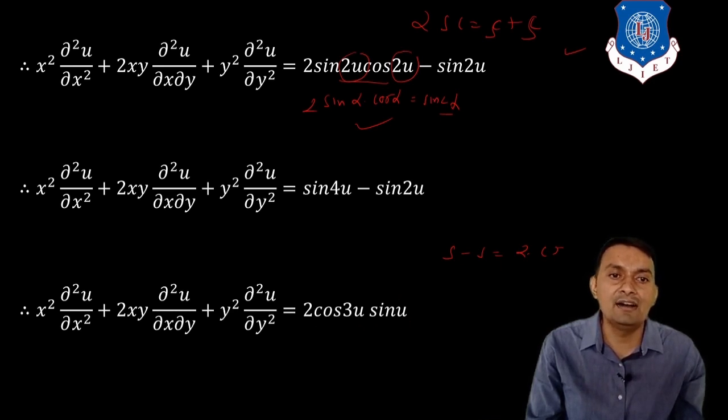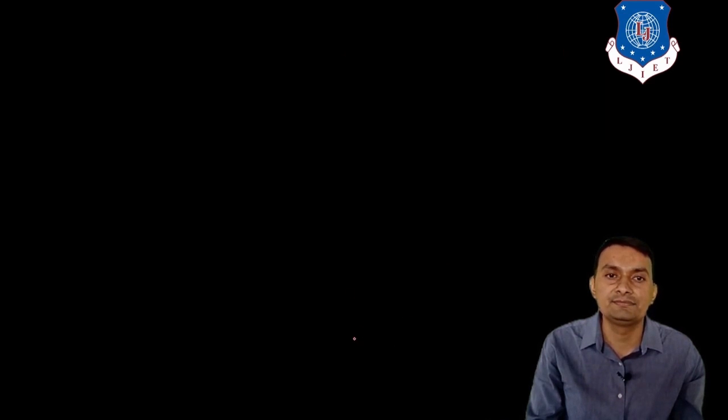In that case you have to assume alpha plus beta divided by 2. So I am just going to explain this one. 2 times cos of alpha plus beta divided by 2, that is 6u divided by 2, that is 3u, into sin of alpha minus beta divided by 2, so it is 2u divided by 2, that is u, and you will get the final answer. Thank you.